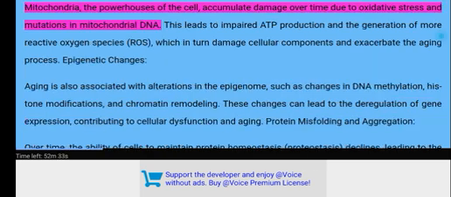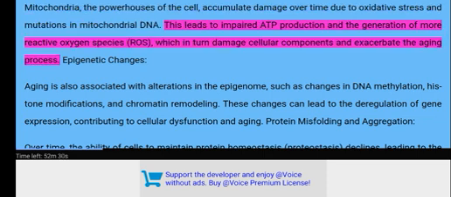Mitochondrial dysfunction. Mitochondria, the powerhouses of the cell, accumulate damage over time due to oxidative stress and mutations in mitochondrial DNA. This leads to impaired ATP production and the generation of more reactive oxygen species, ROS, which in turn damage cellular components and exacerbate the aging process.